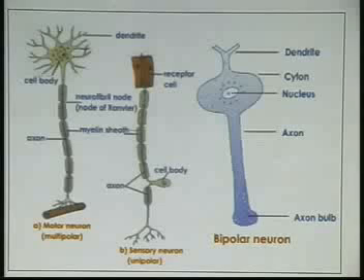Just like we classify neurons structurally, they can be classified on the basis of their function. A sensory neuron would carry impulses from the sense organ to the central nervous system. A motor neuron would carry messages from the central nervous system to the sense organs, and a mixed neuron will perform both the functions, that of a sensory neuron and a motor neuron.